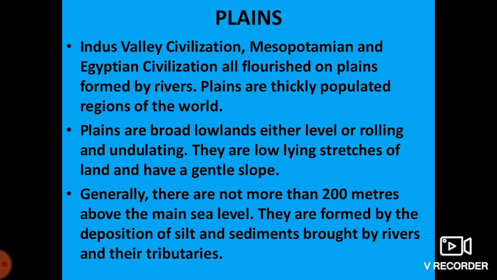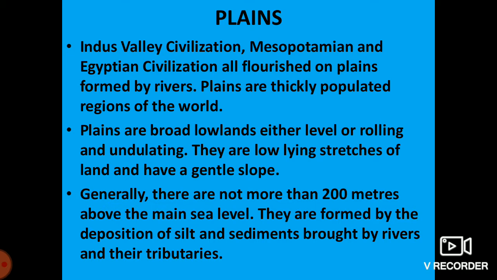The people don't want to live in the mountain area much, but they want to live in the plain because everything is available here. Plains are the lowlands. They are leveled, rolling or undulating. They are lowland stretches of land and have a very gentle slope. So the plain area is a broad lowland, a leveled surface area and undulating.